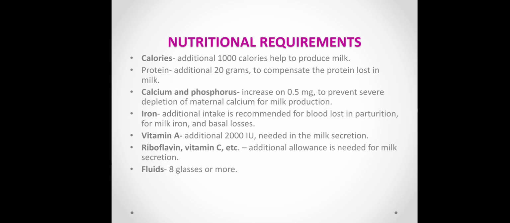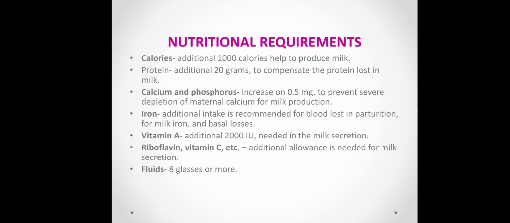So, for the calories, additional 1,000 calories to help produce the milk. Okay? For the protein, additional 20 grams to compensate the protein lost in the milk. And then, calcium and phosphorus, so increase in 0.5 milligram to prevent severe depletion of maternal calcium for milk production. And then, iron, additional intake is recommended for blood loss and parturition, for milk, iron, and basal losses. Okay? So, vitamin A, additional 2,000 IU needed in milk secretion.